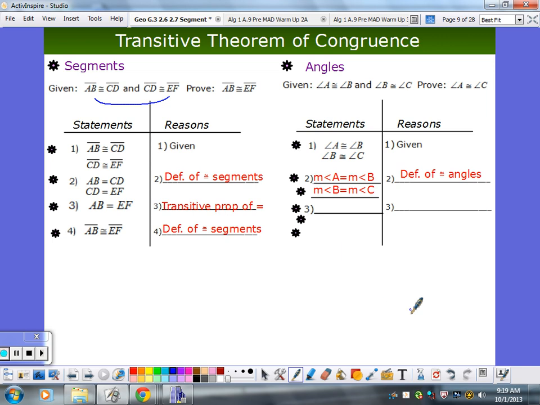What now? What has to happen now? Yeah? What am I going to do now? The measure of angle A. Well, why do I keep making a big deal about saying the measure of angle A equals the measure of angle C? I'm making a big deal. Why is that?